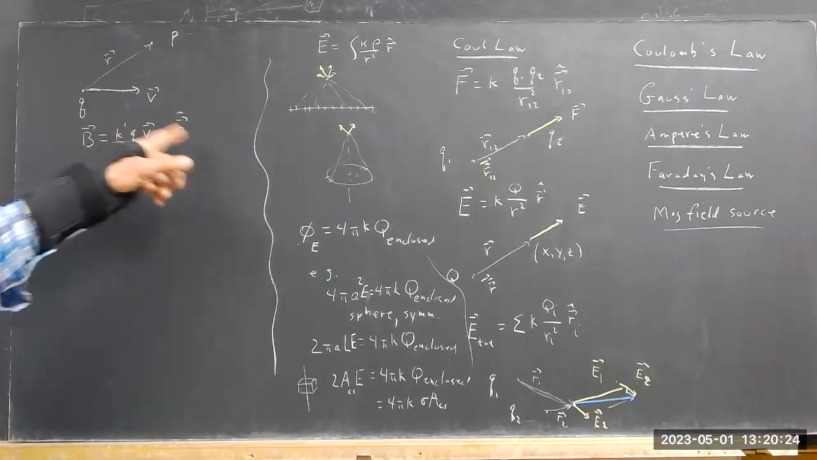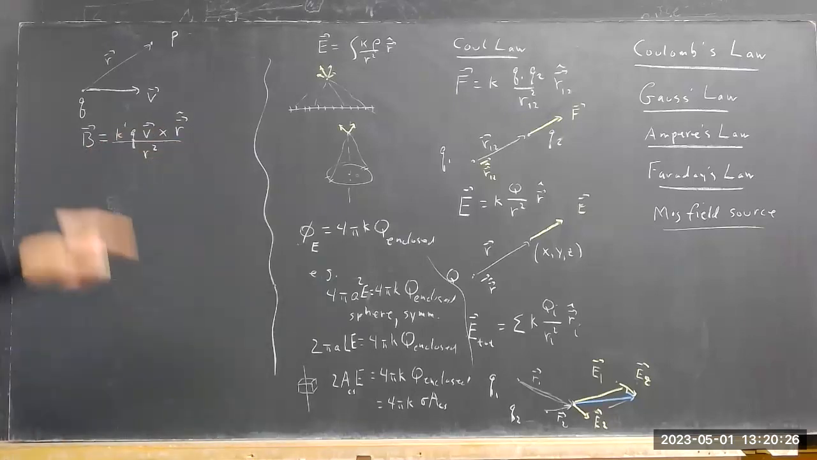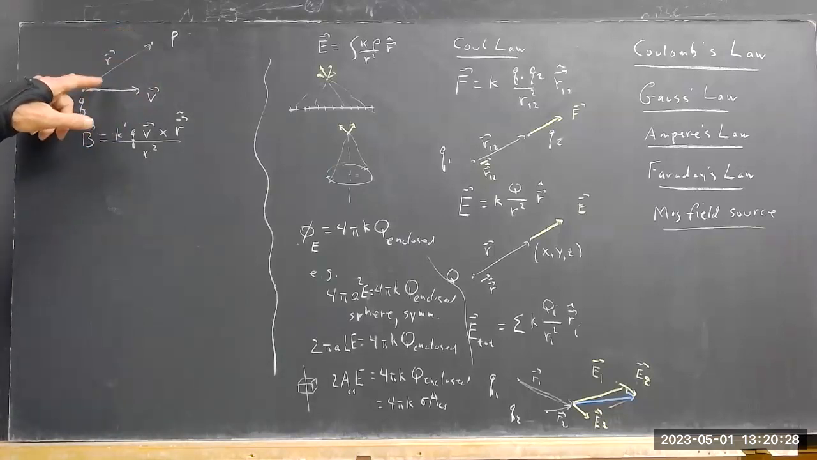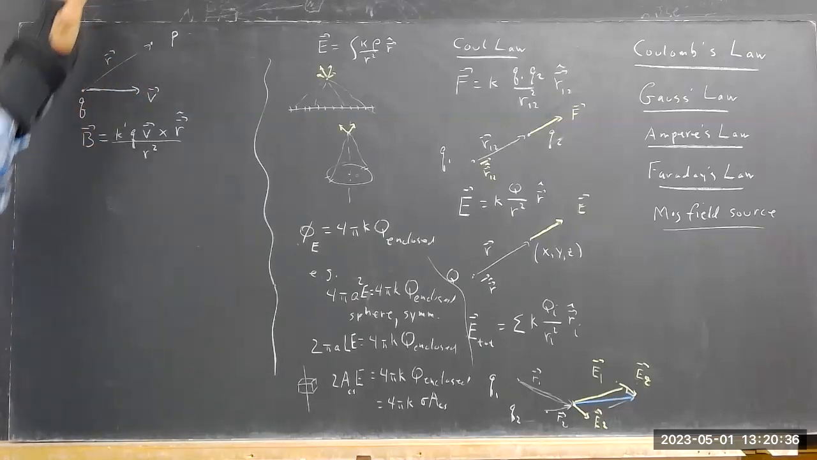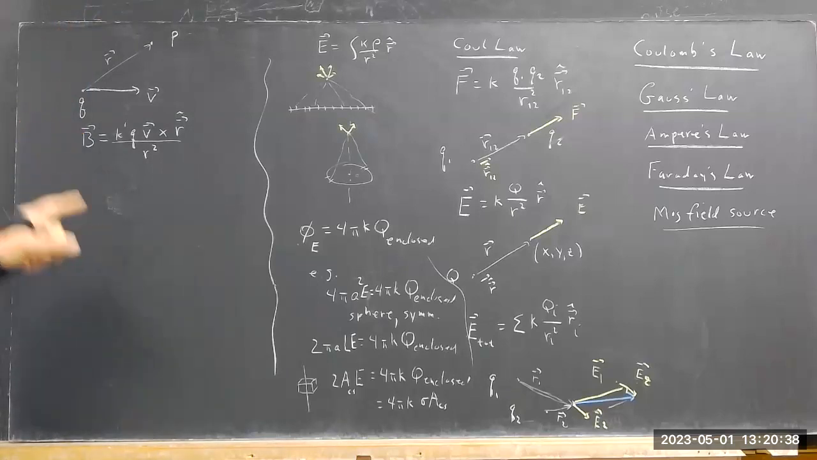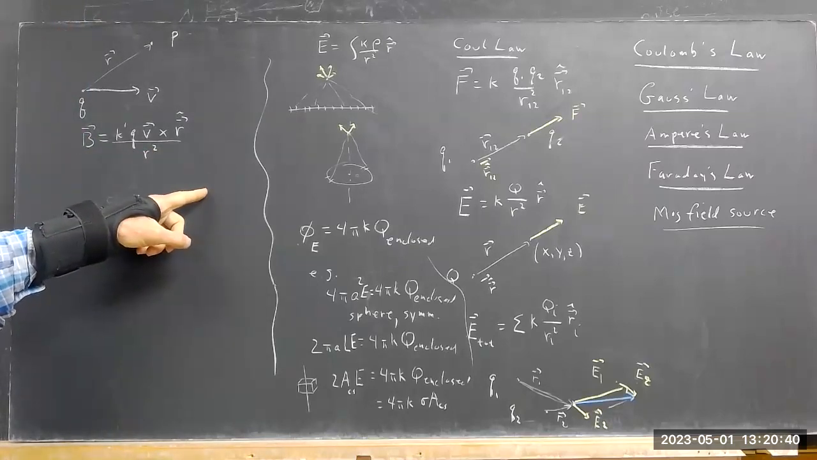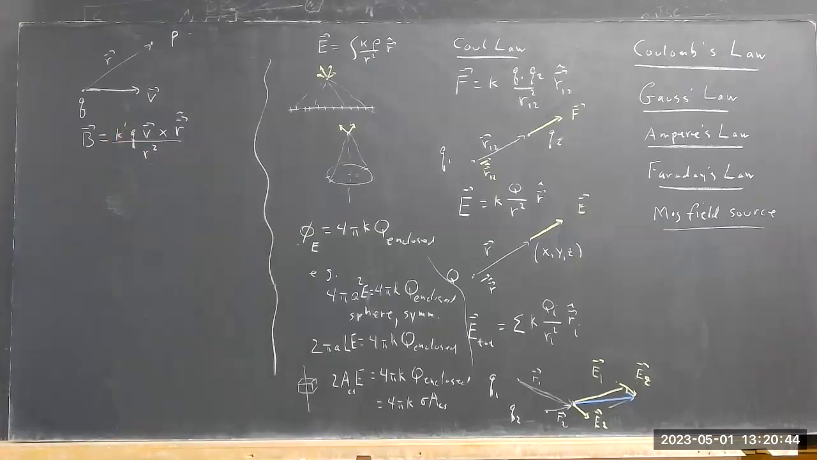Because of the cross product, this thing depends not only on the distance, but on the sine of the angle. So the further the angle is from 90 degrees, the less the magnetic field is going to be. Okay. And you've got to work that out.